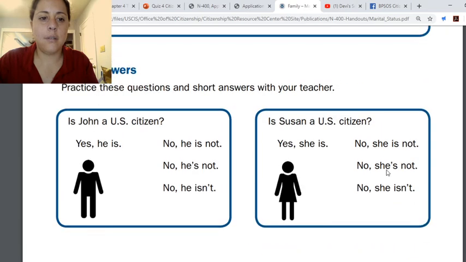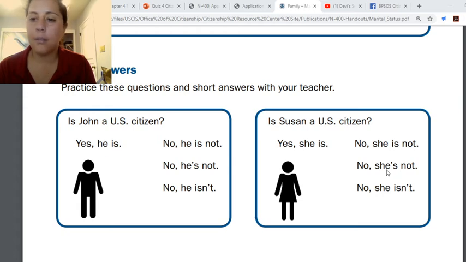Then we have short answers. Practice these questions and short answers with your teacher. Is John a U.S. citizen? Yes, he is. Or, no, he is not.